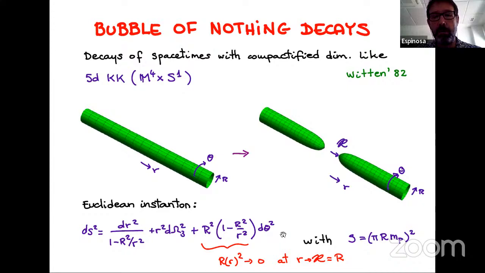In particular, you can see here that the radius of the extra dimension goes to 0 as this distance r approaches the Kaluza-Klein radius. So indeed the radius of this bubble of nothing is equal to the Kaluza-Klein radius. You can also calculate the Euclidean action associated to this tunneling, and it's a finite quantity given simply by this combination of the Kaluza-Klein radius and the Planck scale. So there is a finite probability that the vacuum decays in this way.